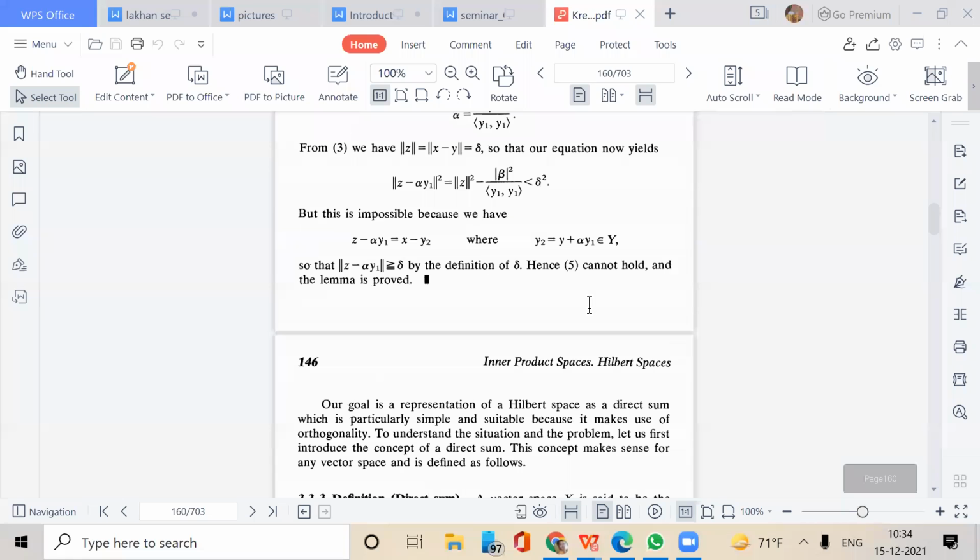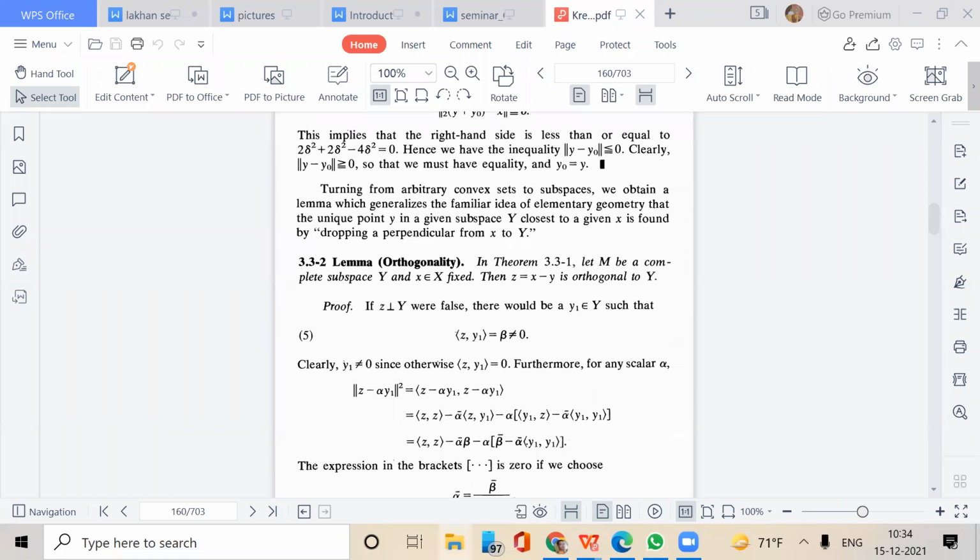Theorem is proved. Hence it is proved that z equal to x minus y is orthogonal to every element y1 in Y, so that z is orthogonal to capital Y.